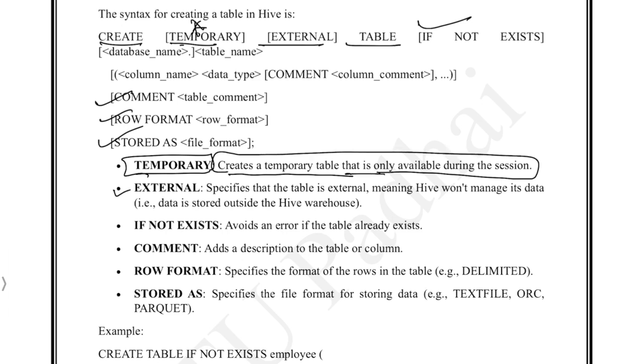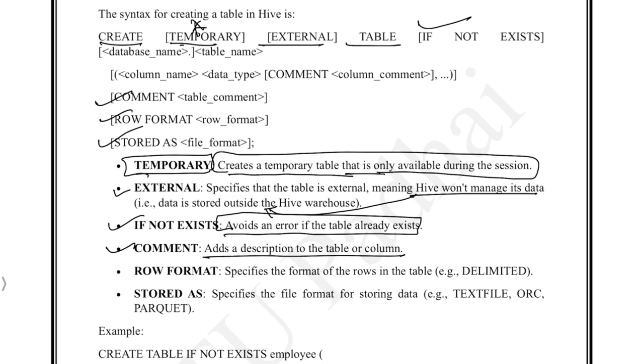Next is EXTERNAL. External means Hive won't manage its data; the data is stored outside the data warehouse. So you make use of this EXTERNAL keyword. IF NOT EXISTS avoids an error if the table already exists. Next is COMMENT, which adds a description to the table or column. ROW FORMAT specifies how you want to store the data. Next is STORED AS, which specifies how you store the data, either as a text file, ORC, or Parquet.